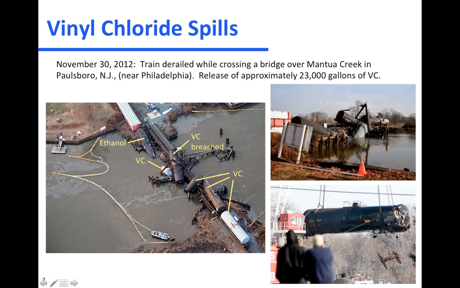And I told you that vinyl chloride at room temperature is a gas. So most of this material is probably very quickly transferred to the atmosphere, where vinyl chloride is broken down by photochemical reactions. But some of this material is obviously dissolved in the water and may have caused contamination of water bodies.